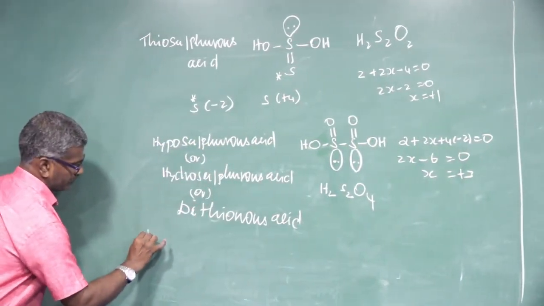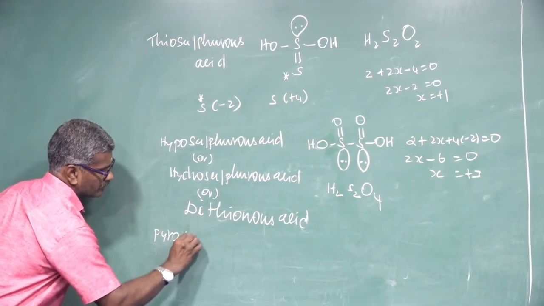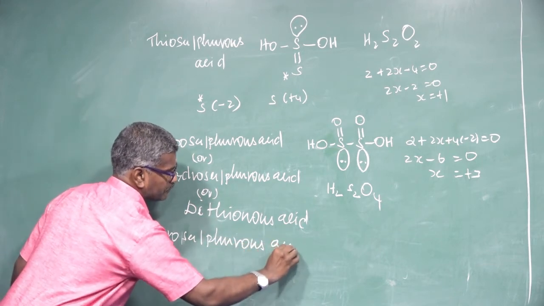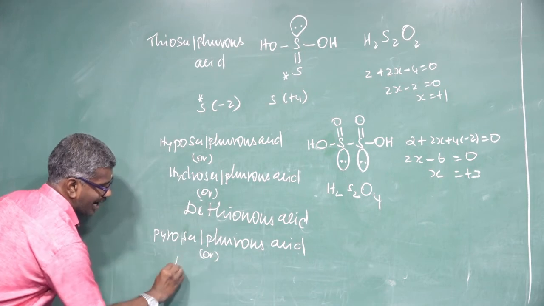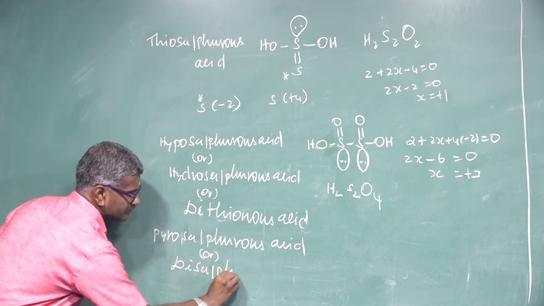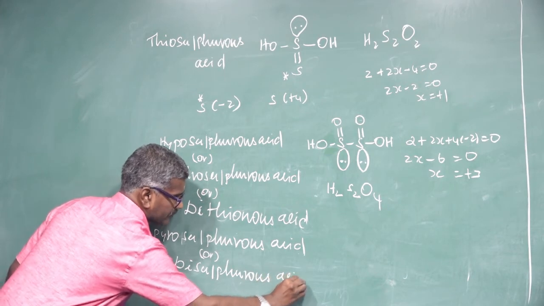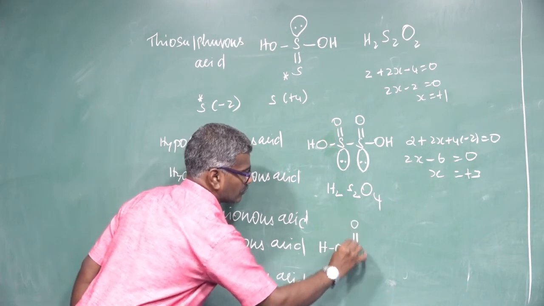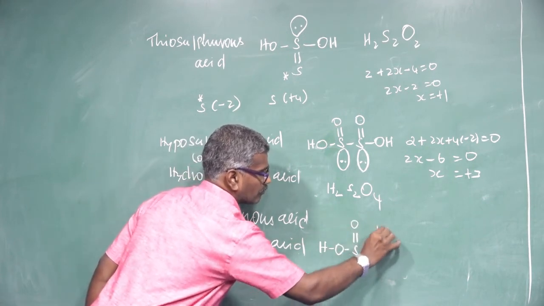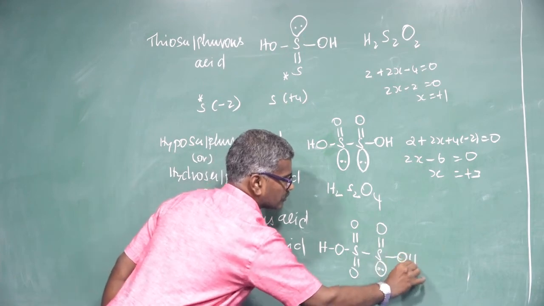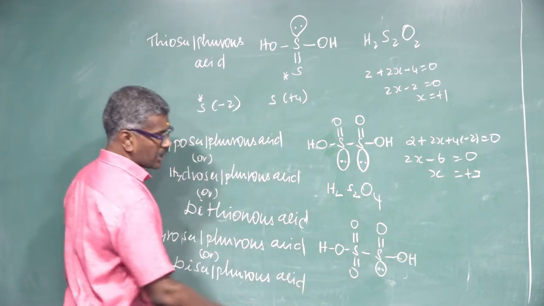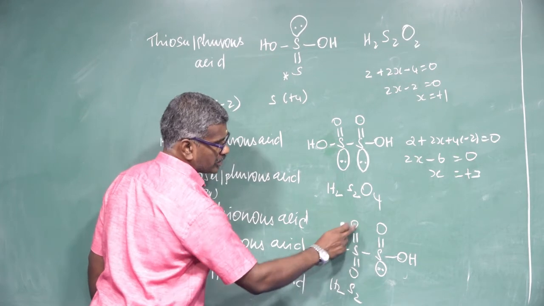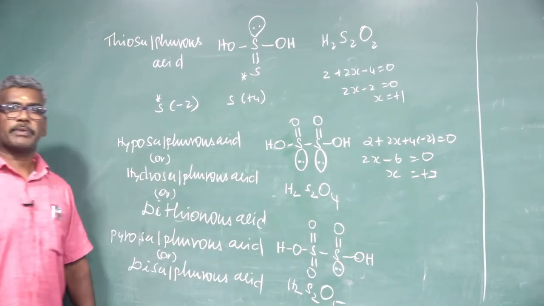Another one, pyrosulfurous acid or disulfurous acid, are the same. This is the structure. What is the formula? Two hydrogen, H2, two sulfur, S2, oxygen 1, 2, 3, 4, 5, five oxygen. One more question may be asked.